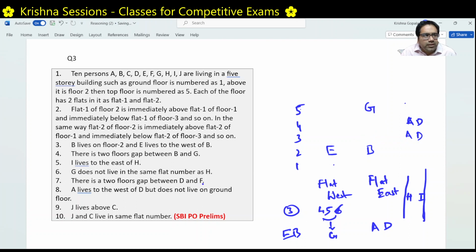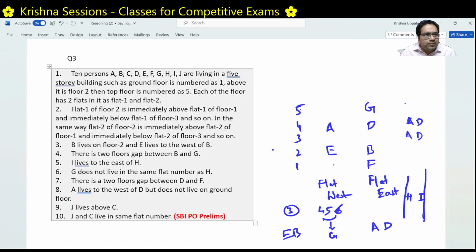Now what is it saying? There is a two floor gap between D and F. Let's say AD is here. Is a two floor gap possible? If D is here, then a two floor gap is not possible. Let's say if this is D, then 1, 2. A two floor gap is not possible on this side or this side. Only if D is on floor number 4, then the two floor gap is possible. So D has to be here just to maintain the two floor gap. Then F will be here, and this will be A.